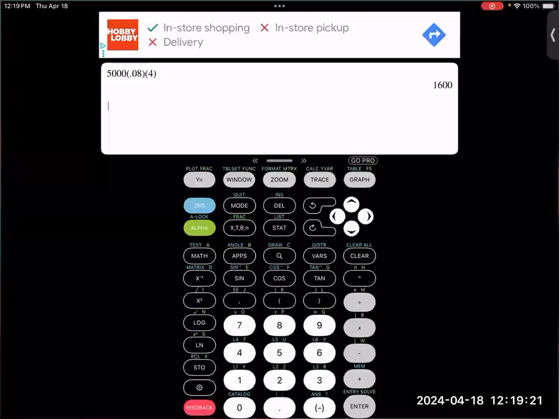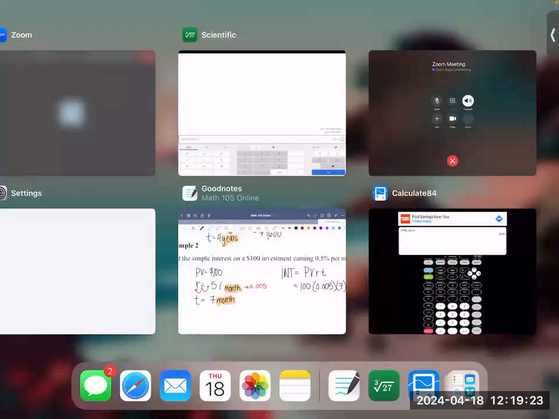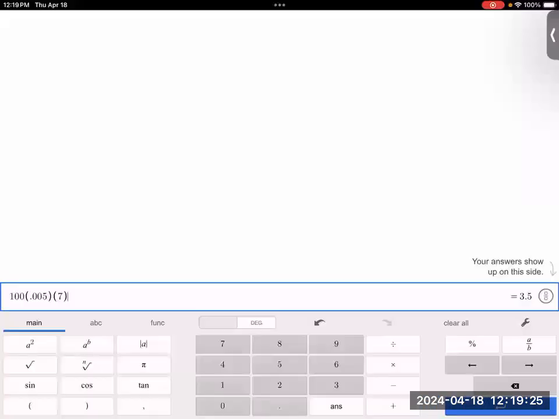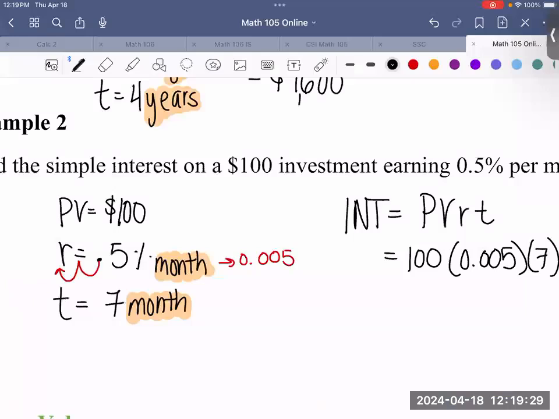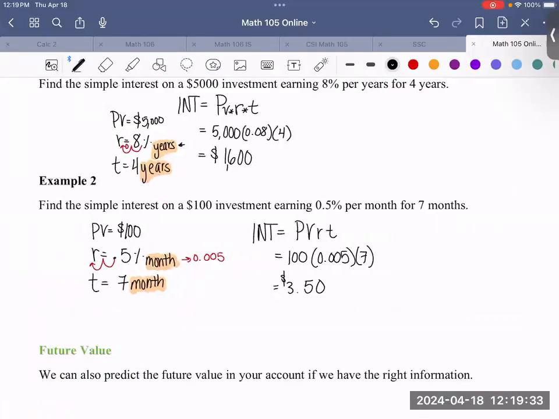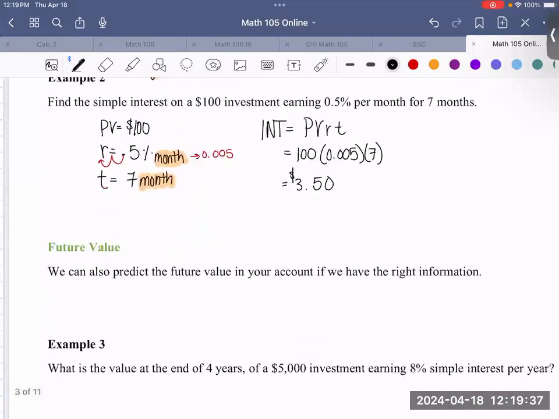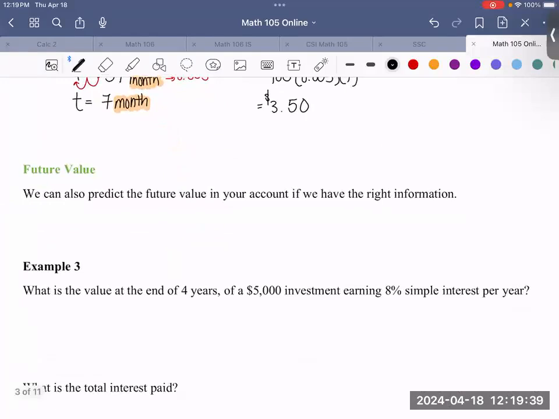Oops, I have so many apps open, it's hard to tell. There we go. 3.50. And this is, again, just the simple interest that has been earned on your account. So that's how you calculate your simple interest.